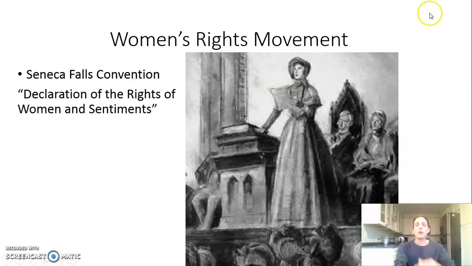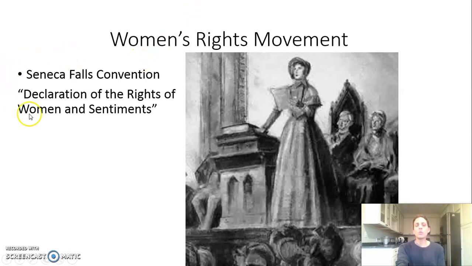Now, the other pretty significant reform movement of the time period is the women's rights movement. The women's rights movement stems out of the abolition movement. A lot of your early women's rights advocates, like Elizabeth Cady Stanton and Susan B. Anthony and Lucretia Mott, are active also in the abolition movement, and that kind of spurs them to want their own equality as women, a form of gender equality.